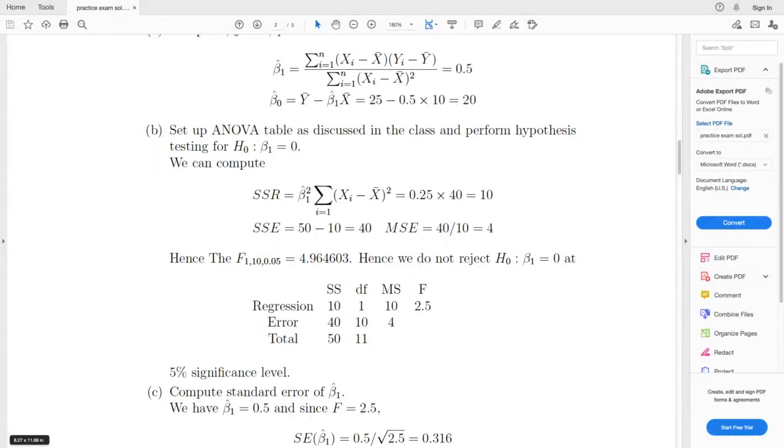So we use the 1 minus pf because the pf gives the cumulative probability of the F distribution.